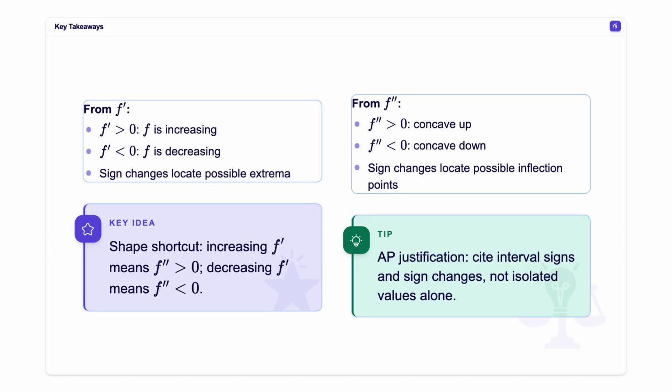So your big habit is this. Ask what the derivative sign says. Ask what the second derivative sign says, and then explain it with intervals. Keep practicing that chain of reasoning, and these graph connection problems become much more manageable.